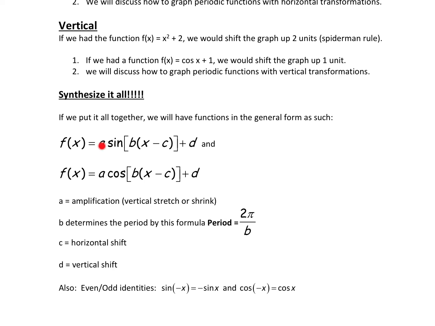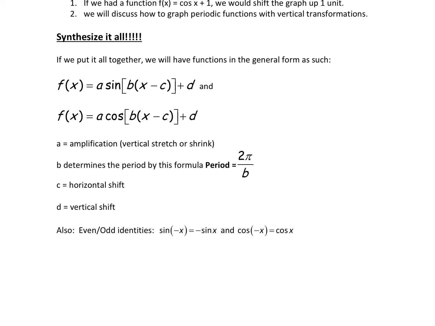Okay, synthesizing it all, this is our final form for a sine or cosine wave, where A is your amplitude, B determines the period. Note B is factored out here, so if it's not factored out, you have to factor it out to get the correct B and C, and then plus D on the outside. We're not going to talk about why it has to be factored out. We could simply do an input-output table to confirm that, but it is true that the B has to be factored out to have the correct B value as well as the correct C value.